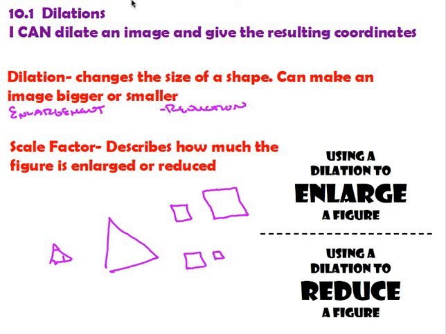Now, how we know how big or how small to change the shape by is what's known as the scale factor. That tells us how much we need to enlarge the image, or how much we need to reduce the image. So it tells us how much bigger we make it, or how much smaller we make it. And that's what we're going to be using to perform our dilations. So this is the fourth type of transformation. We've learned reflections, translations, rotations, and now we're learning the dilation.